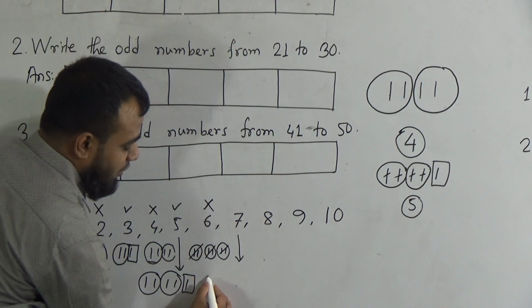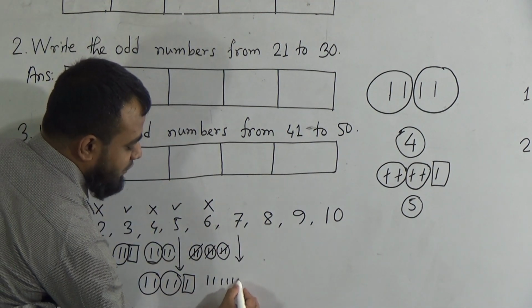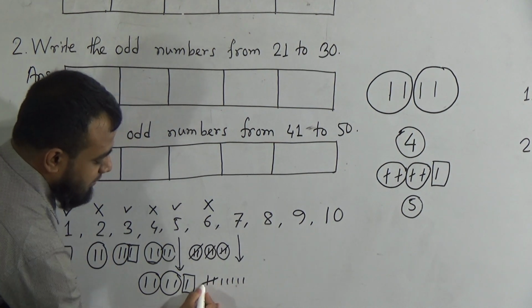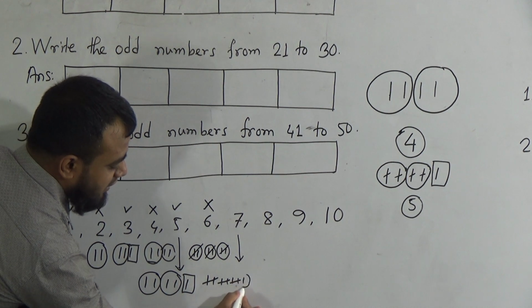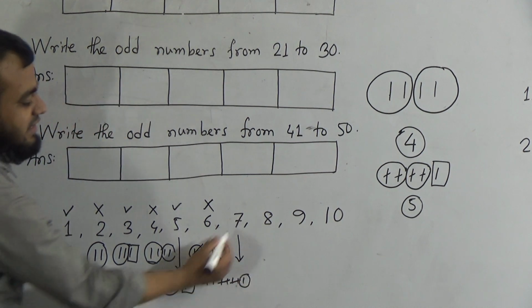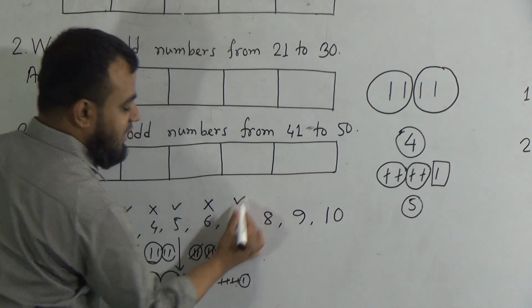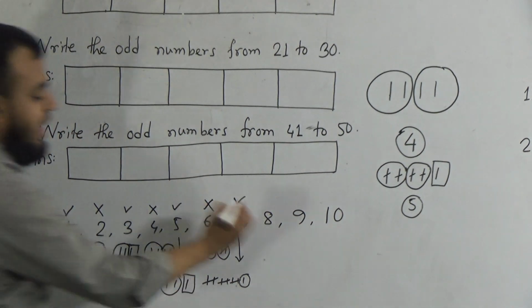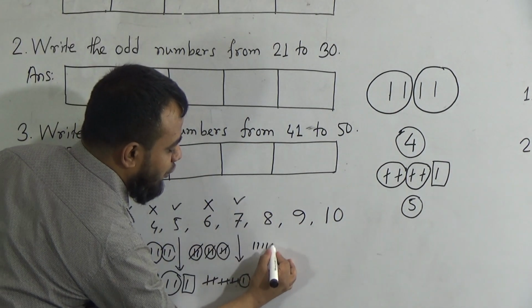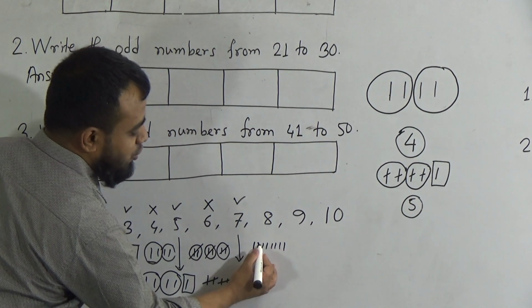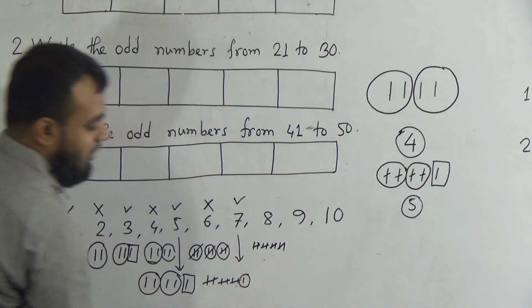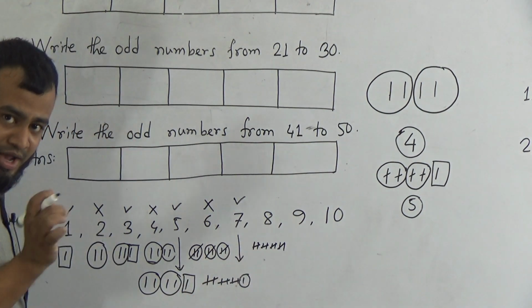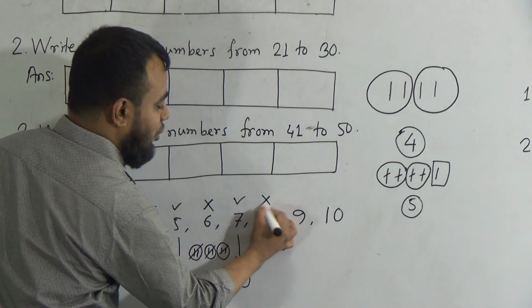7, my dear students, 7. 1 2 3 4 5 6 7. Look, two sticks make a pair, then two sticks make a pair, two sticks make a pair, but this one stick remains alone, that's why 7 can't make a pair. 7 is an odd number. Okay, 8. 1 2 3 4 5 6 7 8. These 2 make a pair, and these 2, these 2, and these 2 also can make a pair, so 8 is not an odd number.